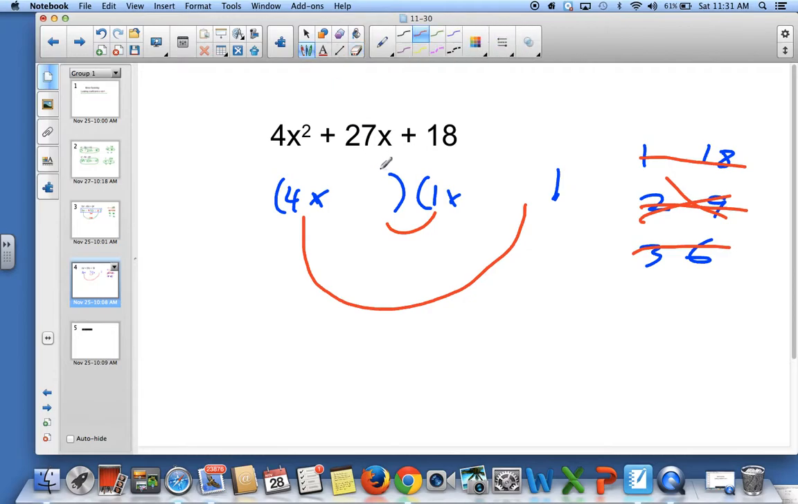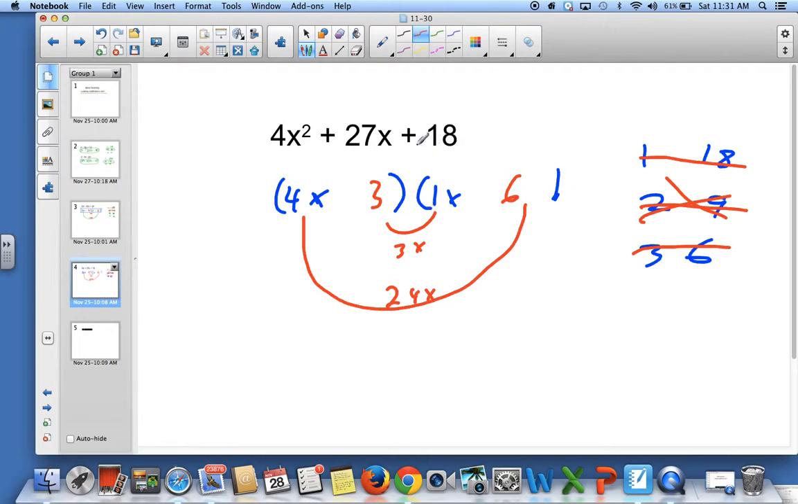3 times 6 is 18 also, so put a 3 and a 6. 4 times 6 is 24. So 24x, 3 times 1 is 3x. 24 plus 3 is 27. So these are the correct numbers.